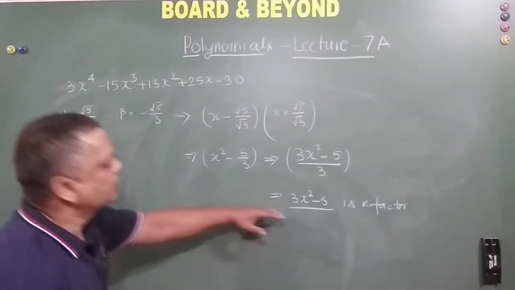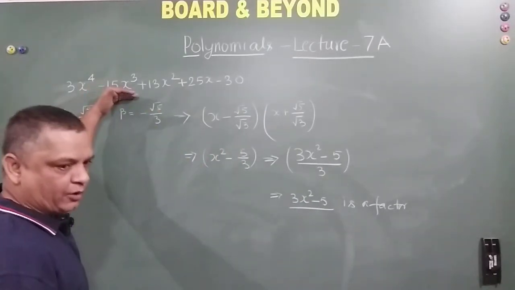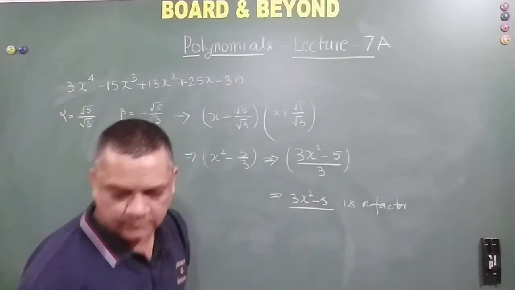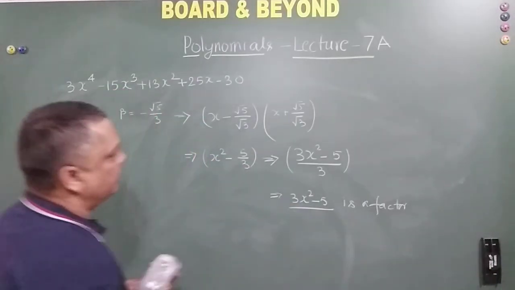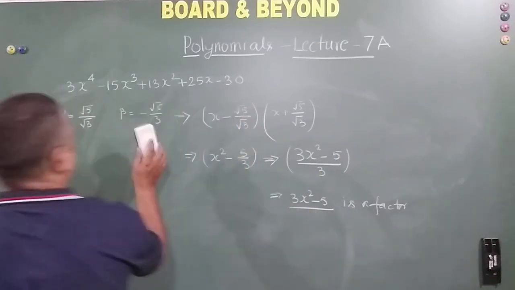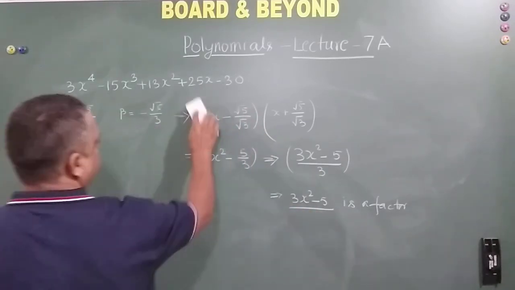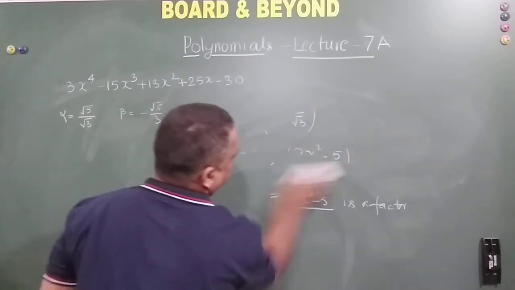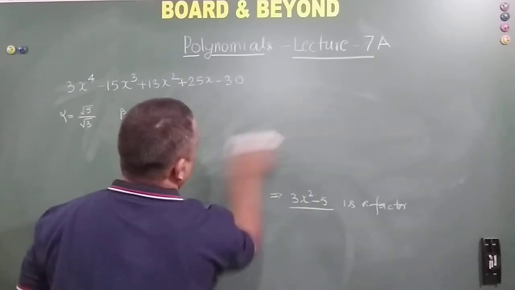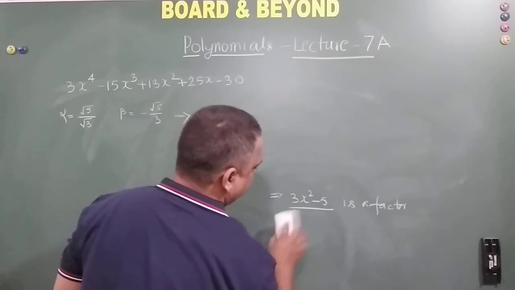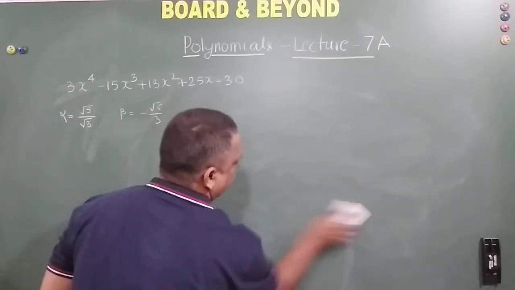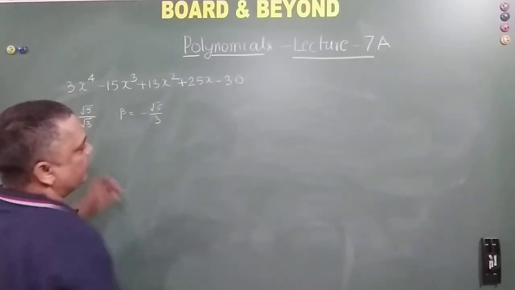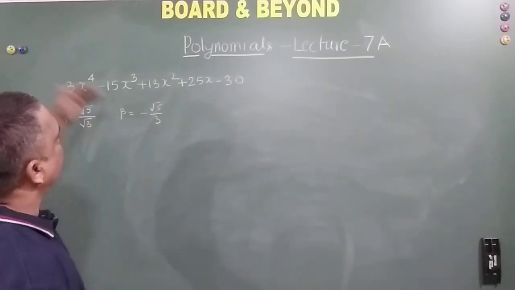Is a factor for the original biquadratic polynomial. Okay? I hope everybody is catching up, right? So now we'll just use this and rub off the other things, because we need space on the board. Now see what happens here. 3x square minus 5, right? Let's use that.